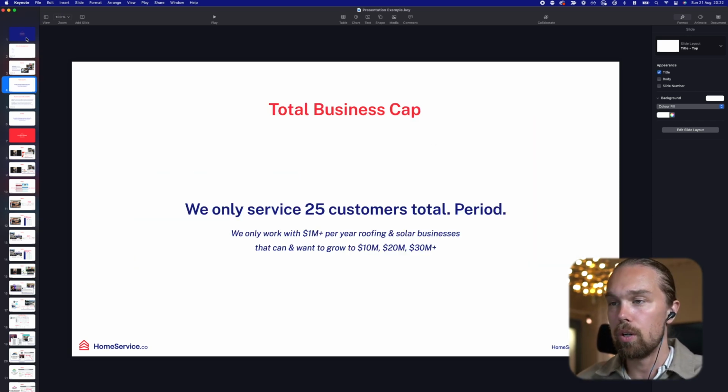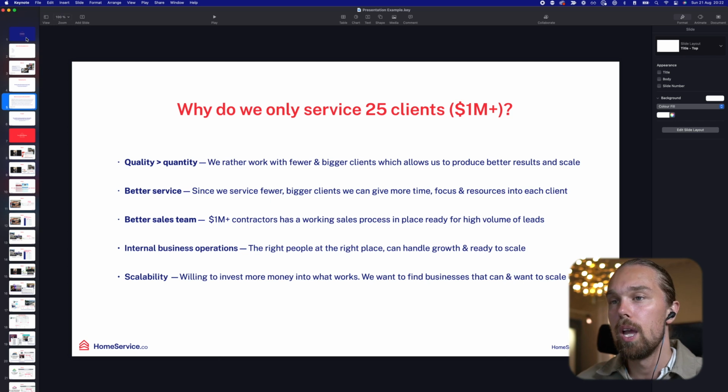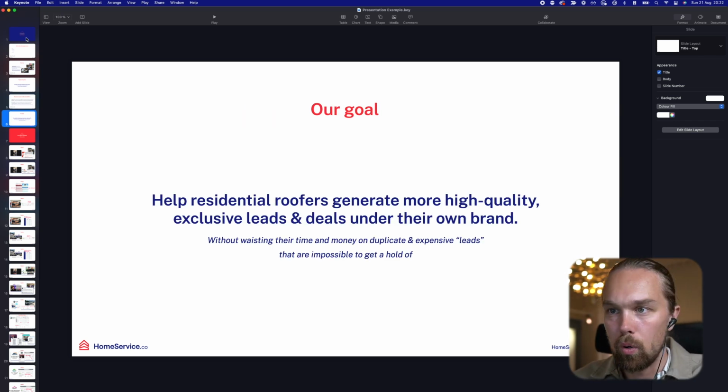Then also we go over the business cap, as I just showed you. We also talk about why we have a business cap, quality over quantity. Because we have fewer clients, we can produce better service, etc., as I just talked about. And then we also tell them about our goals. So our goal is to help residential roofing and solar contractors to generate more high quality, exclusive leads and deals under their own brand without wasting their time and money on duplicate and expensive leads that are impossible to get a hold of. And this is very individual to the actual niche, right?